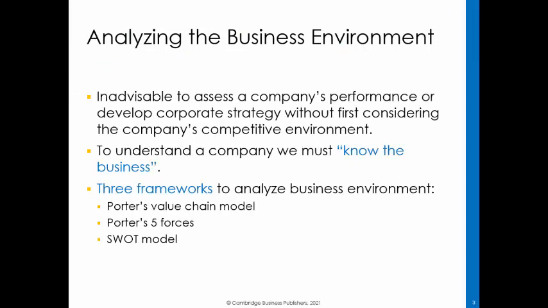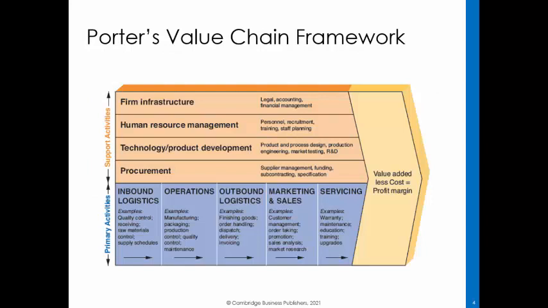We will study 3 frameworks that are commonly used to analyze the business environment: Porter's value chain model, Porter's 5 forces, and SWOT model. Porter's value chain model is one way that analysts may assess the business environment. As the diagram shows, the value chain model seeks to identify and understand the activities that create a company's profit margin. The primary activities shown at the bottom are the inbound logistics, operations, outbound logistics, marketing and sales, and servicing.